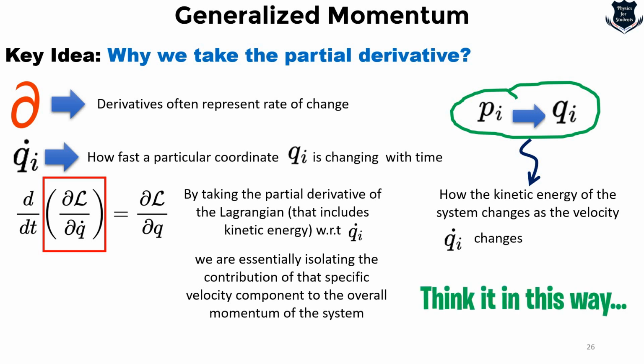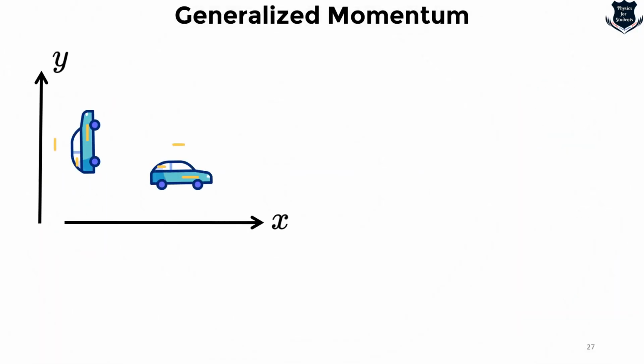Think of it this way. Say, for example, there is an x and y coordinate. This car is moving along the x coordinate. This car is moving along the y coordinate. And imagine you have a car moving in these two dimensions, both in x and y. So the total kinetic energy depends on both the x velocity and the y velocity, obviously.